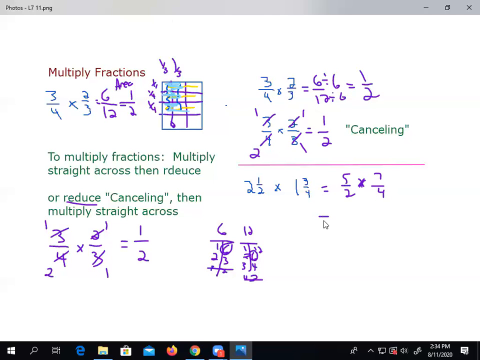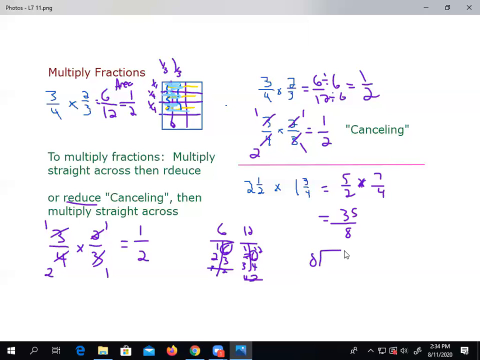And so what I can do is I look for canceling. I don't see any canceling. So if I multiply straight across, we get 5 times 7 is 35. And 4 times 2 is 8. So that would be an improper fraction, which I could change to a mixed number.